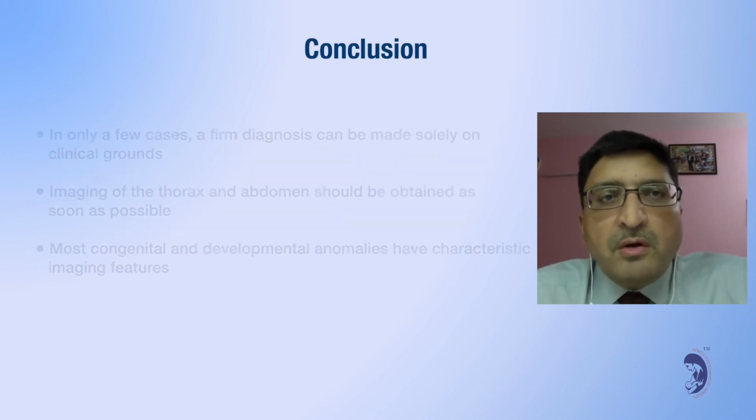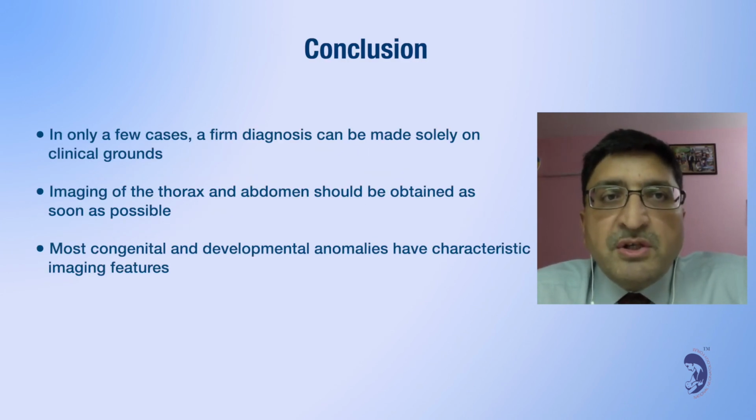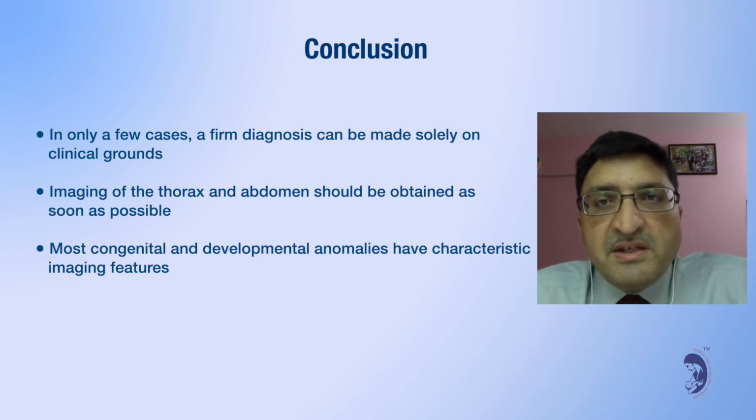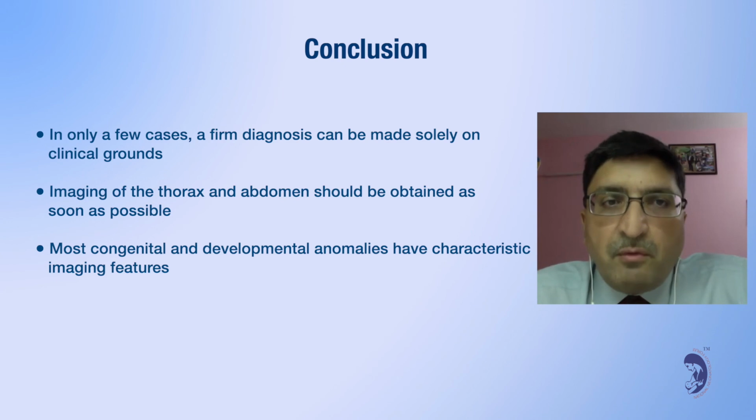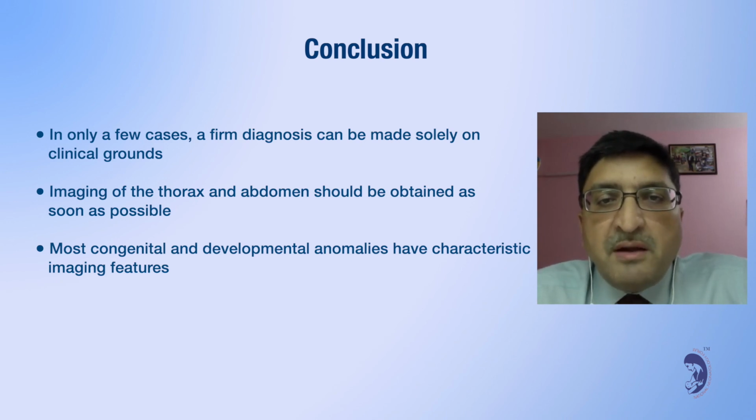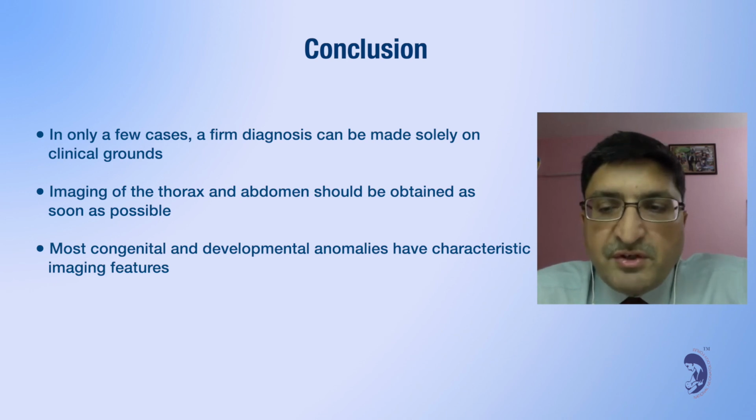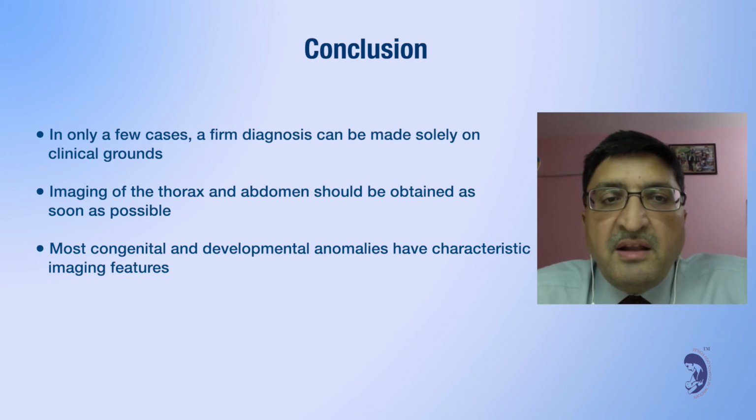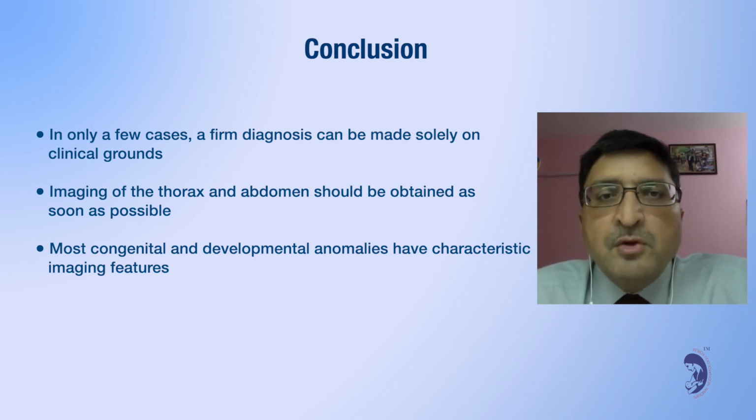So to conclude the talk, in cases of congenital lung lesions, only a few cases can be firmly diagnosed solely on clinical grounds. Imaging of the thorax and the abdomen should be obtained as soon as possible if you are suspecting a congenital lung lesion. Most of the congenital and developmental anomalies have characteristic imaging features, and they help to arrive at a proper and early diagnosis.